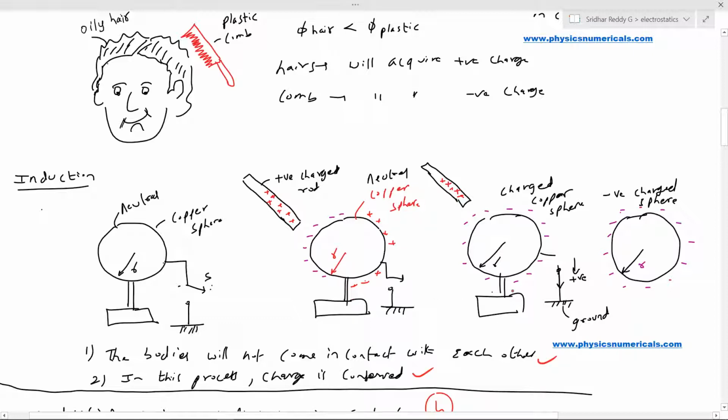Okay, this is about induction. We are going to discuss it in detail in Gauss law. I think exclusively some 10 hours we are going to discuss electrostatic induction only, since the application part is based on electrostatic induction.